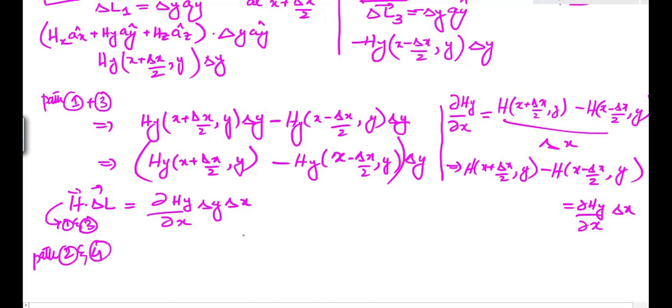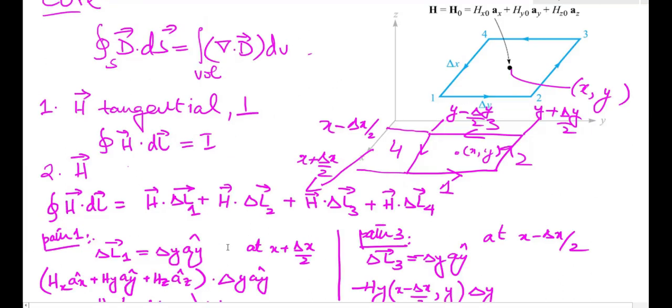How we do this, you already know that. First I will just give you some hints, that is the delta L2. First you have to locate the delta L2. So the delta L2, or the second path, you can see here, is at a fixed value of y, that is y plus delta y, and it has the magnitude which is delta x.